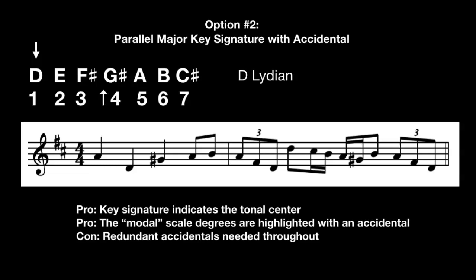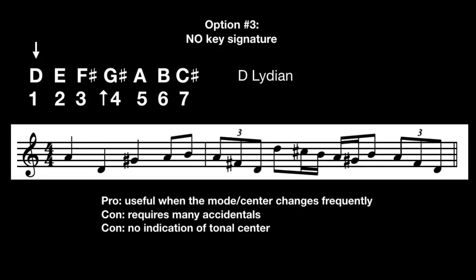There's another advantage, which personally I like. The modal pitch, that raised 4th scale degree, which is kind of special in this passage, is highlighted with the accidental, almost like there's a light shone upon that particular note. The negative thing, if there is one, about this approach is that we do have to continually write an accidental in the score, so it's a bit redundant.